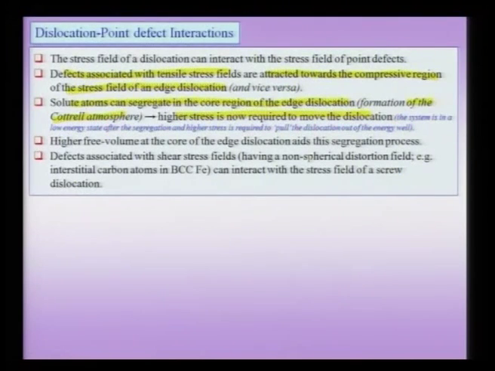Also, we know that the dislocation core is associated, especially if you are talking about an edge dislocation and the region just below the half plane, with a region of extra volume or free volume, and therefore, that region can nicely accommodate certain small interstitial atoms as compared to the normal lattice, wherein you require a certain higher energy to accommodate the interstitial atoms. An important example of these interstitial elements is the non-spherical distortion field of the carbon atom in BCC iron, and this can interact with screw dislocations, and as we shall see, this kind of segregation of carbon atoms in BCC iron leads to an alteration of the shape of the stress strain diagram.